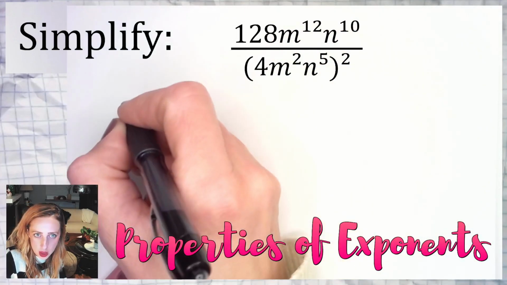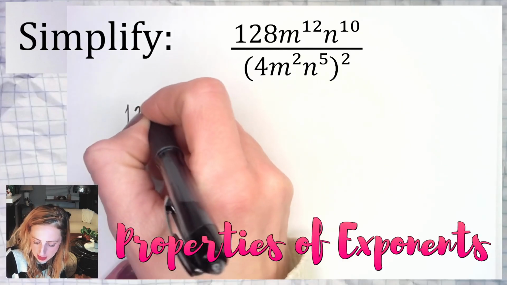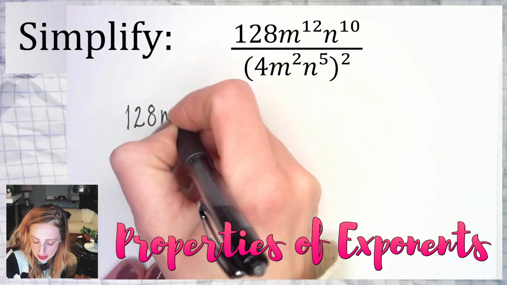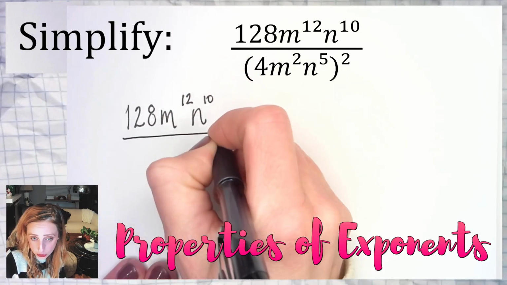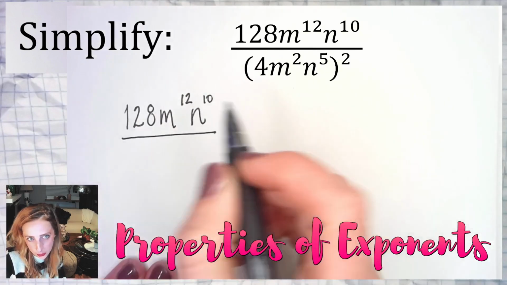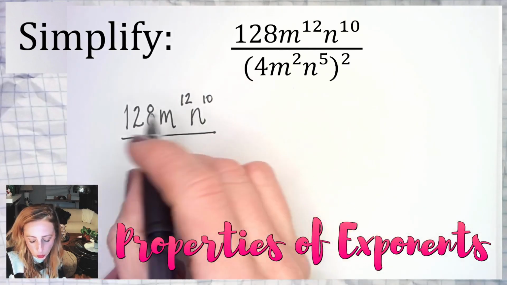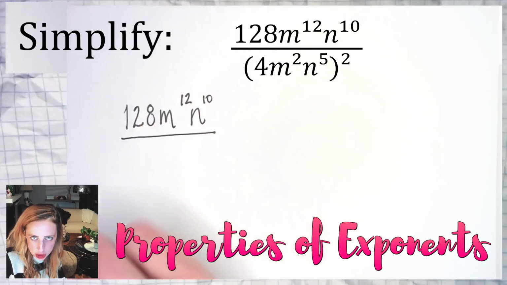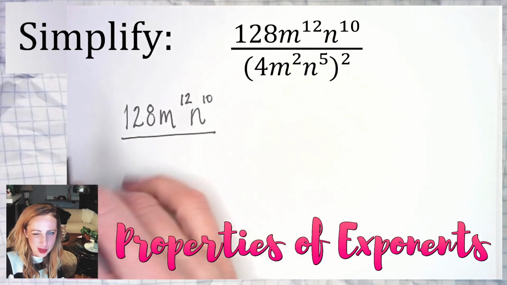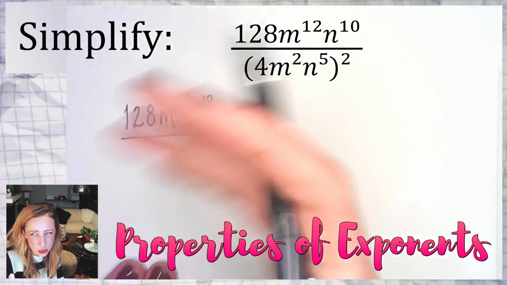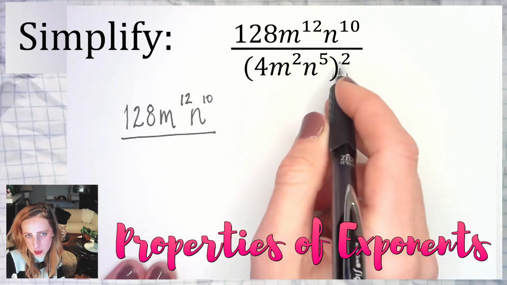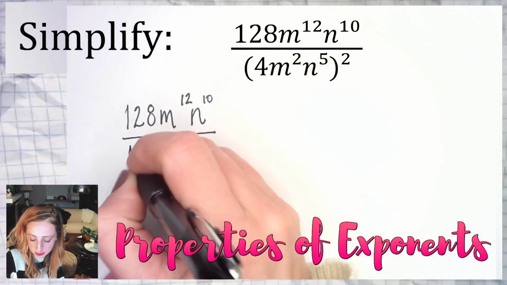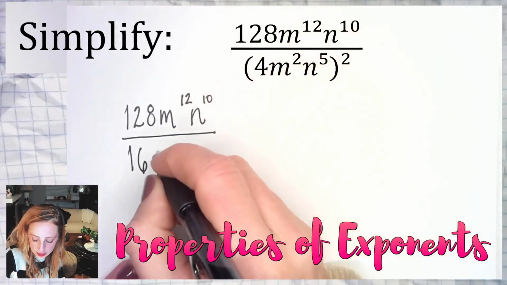Parentheses or other grouping symbols should always really be handled first. So what do I have? Well, the numerator can more or less stay for now, 128 m to the 12th n to the 10 over, and now I could go ahead and square what I have inside. Now 128, I know it's 2 raised to a power, and 4 is also 2 raised to a power, and then when I get 4 squared, that's also 2 raised to a power. So we'll play with that in the next step, but 4 is 2 times 2 and it's being squared. We get 16. We can leave it like that for now.